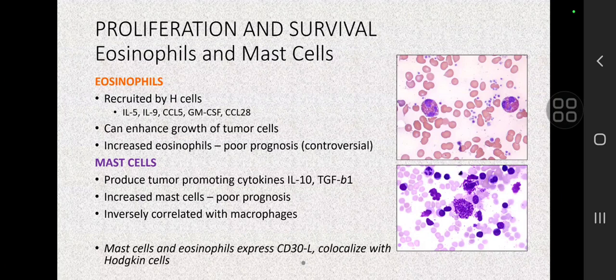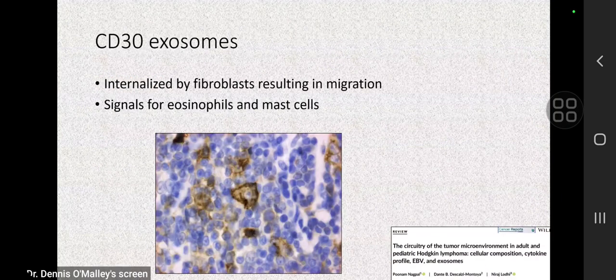And so it turns out that they're signaling for the eosinophils and the mast cells to come along. So if you see sort of globby, not cellular staining for CD30, it may actually be exosomes. And if you see it in fibroblasts, you wouldn't be surprised, but you're not going to diagnose those as Hodgkin cells.